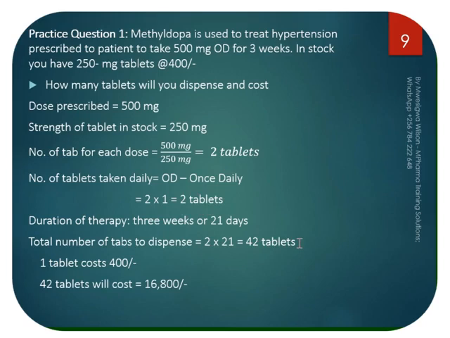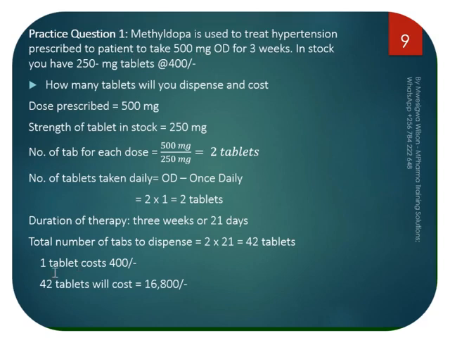Ensure that you have units. Don't just put 42. If you just put 42, we shall cross you. What is 42? Are they capsules? Are they bottles? Are they strips? Are they boxes? So ensure you give us the exact units. These units can be gotten from the strength you have in stock.